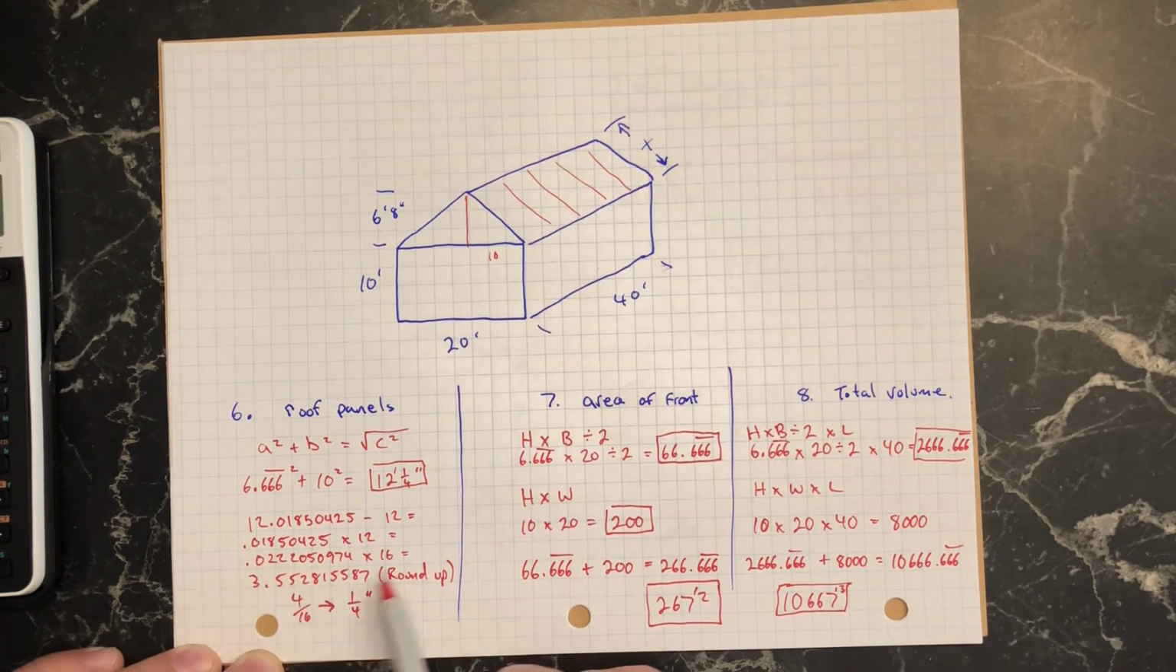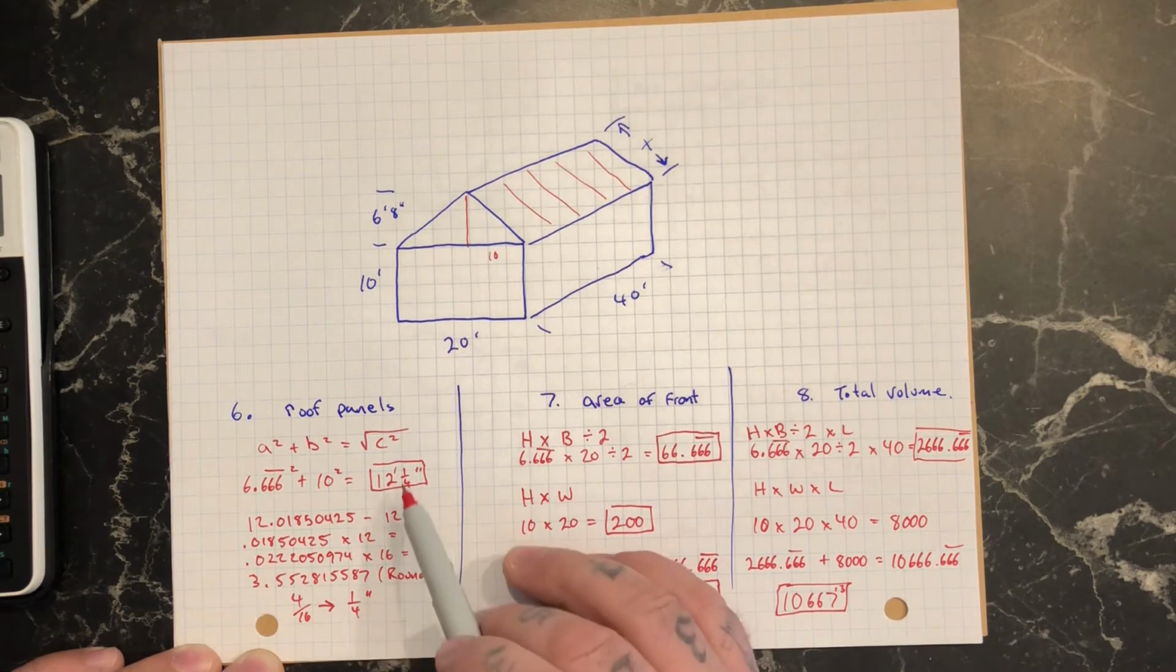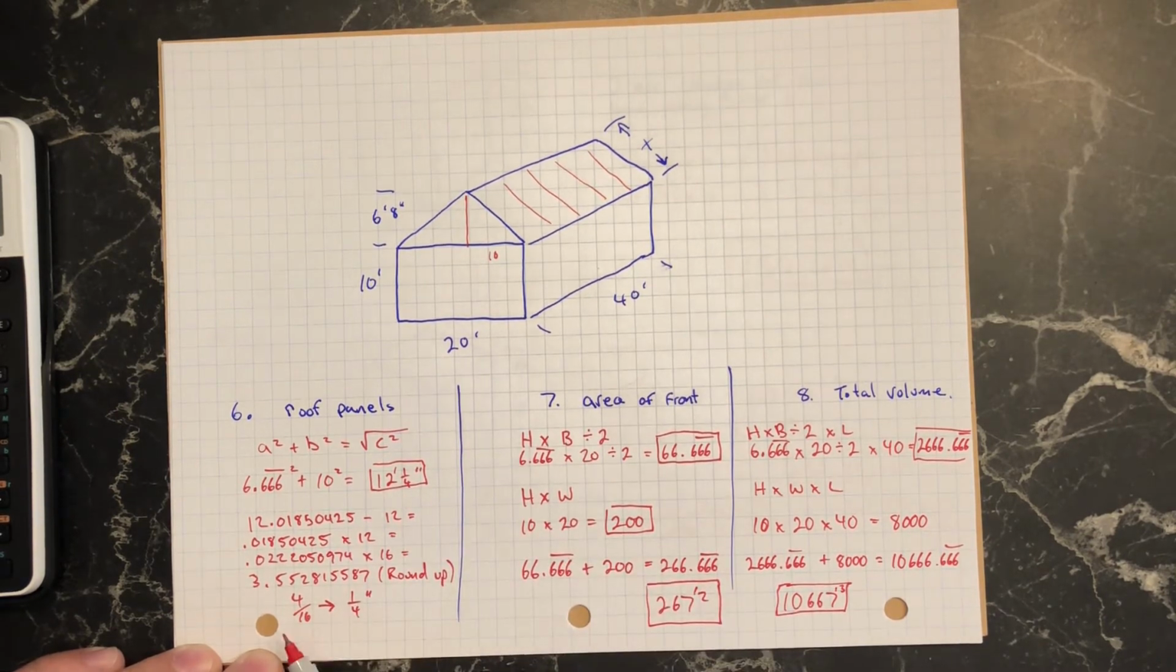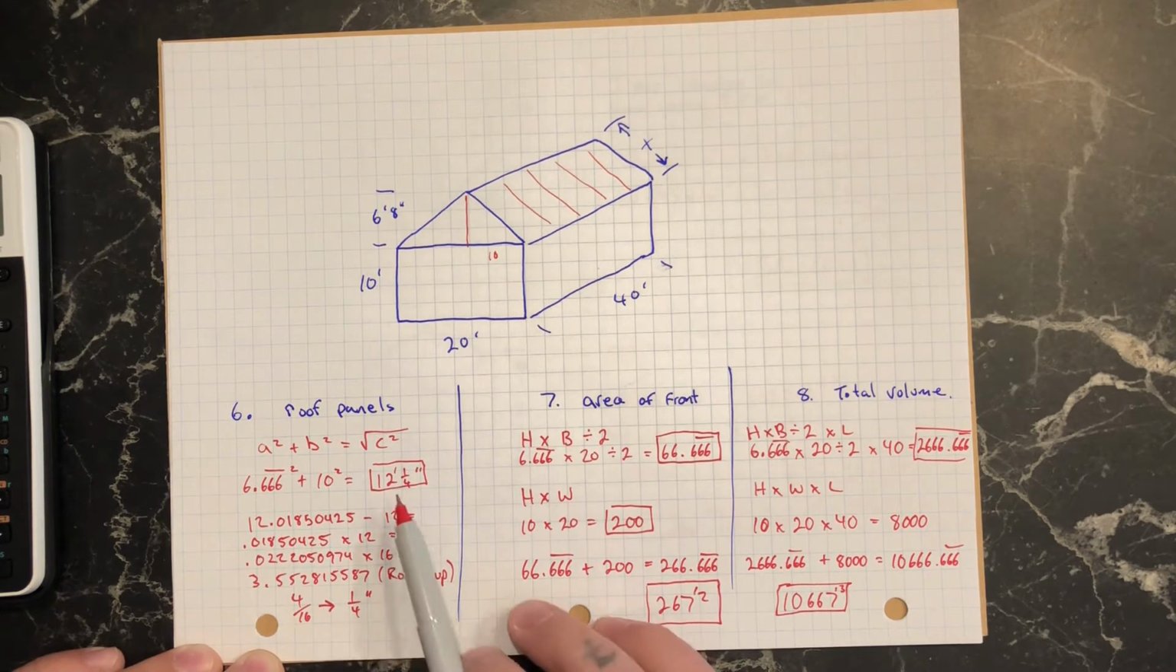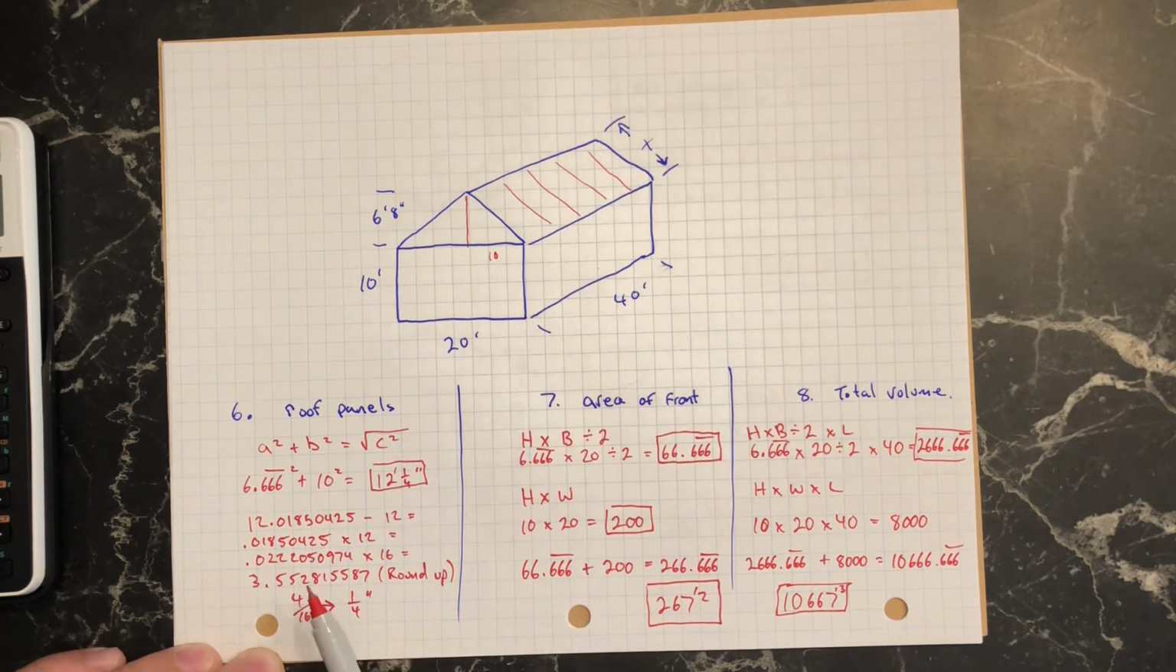And I'm going to just take that decimal and multiply it by 16ths to give me how many 16ths of an inch there are. So it ends up being 3.55 16ths. So I round that up to 4/16, and then I reduce that fraction down to 1/4 inch. So 12 feet, 1/4 inch.